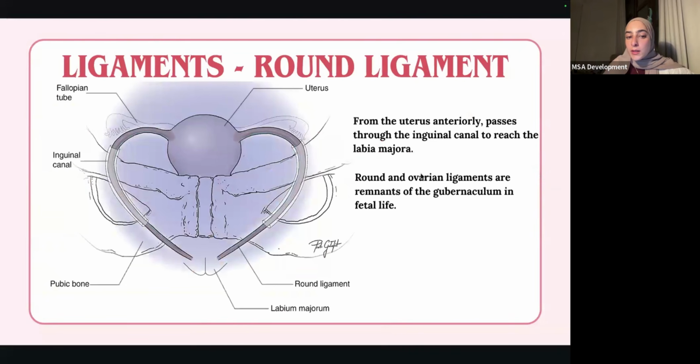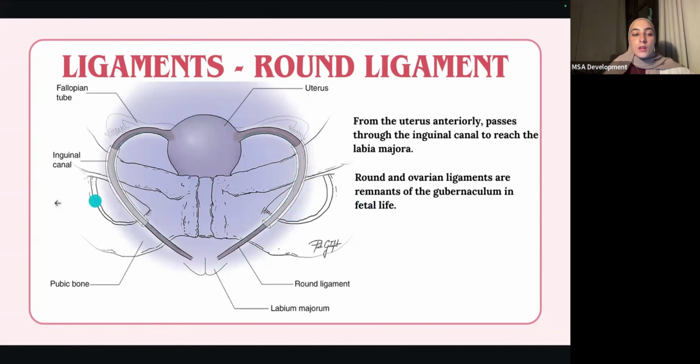Okay, what about the round ligament? The round ligament is a ligament that goes from the uterus to the labia majora. And one important thing that you guys have to remember is that it passes through the inguinal canal. Whenever I searched about what it exactly does, it's related to pregnancy. When you're pregnant, this round ligament stretches, it allows for the uterus to stretch and keeps it in place. So it's from the uterus to the labia majora, and it passes through the inguinal canal.